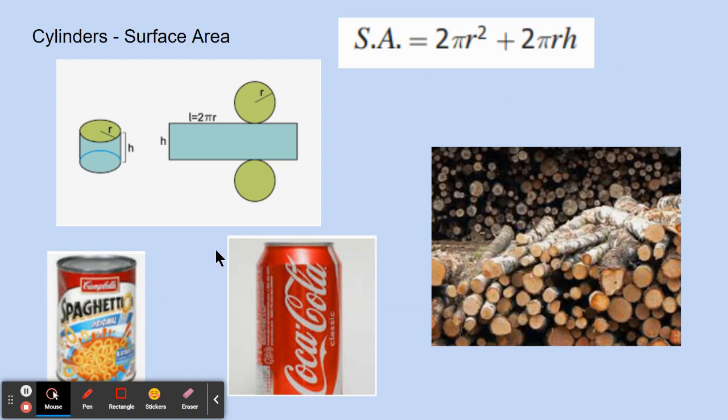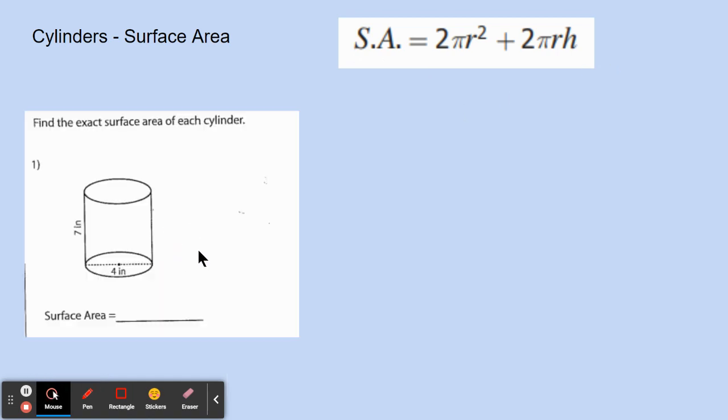So let's try example number 1. Let's calculate the surface area of a cylinder. So we're actually not going to calculate the exact surface area. That would involve leaving pi in the answer. So what we're going to do is find an approximate surface area of the cylinder, and we're going to use the pi button, and we're going to round our answers to the nearest tenth. So here we go. So the first thing that we have to recognize is what we need.